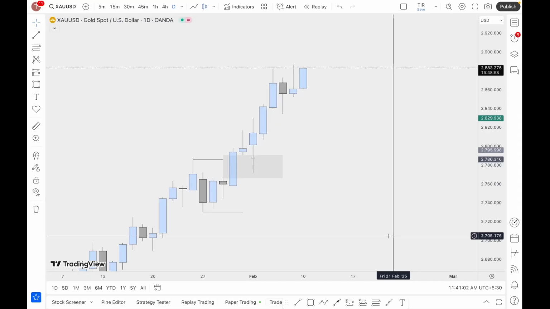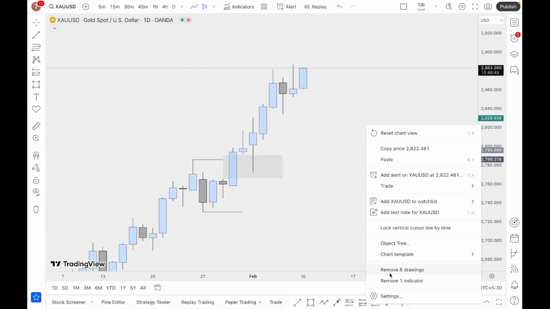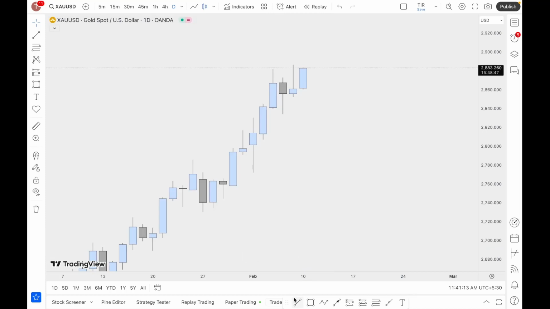Okay, so here's how I catch high probability trades using my refined ICT strategy. So let me remove the drawings. So first of all, we will identify our daily bias.